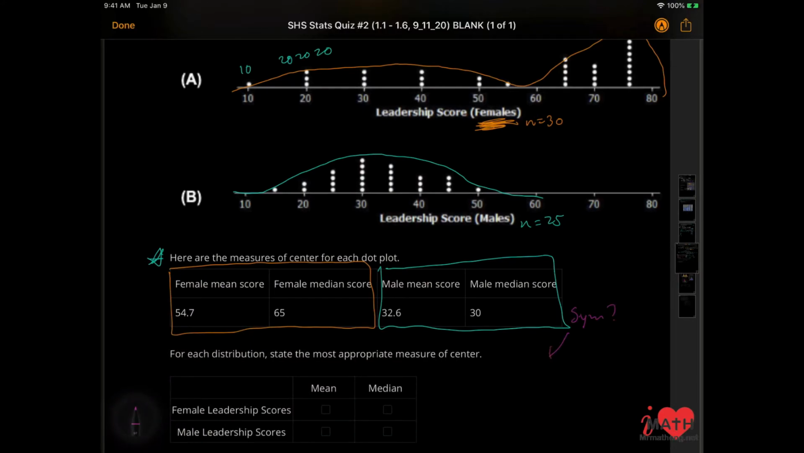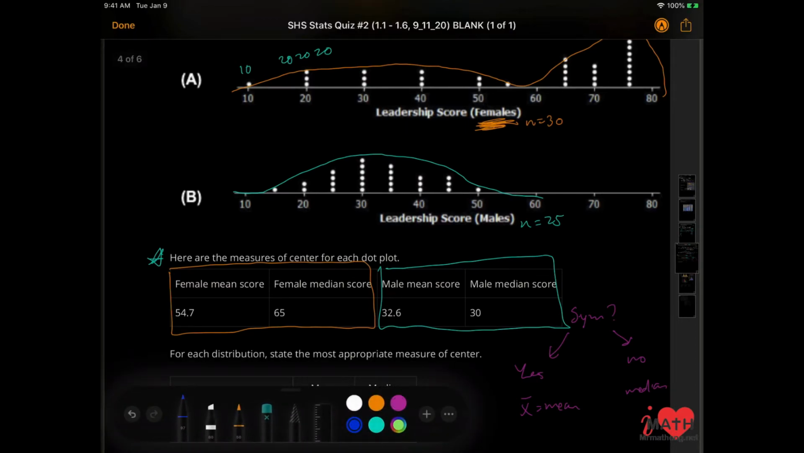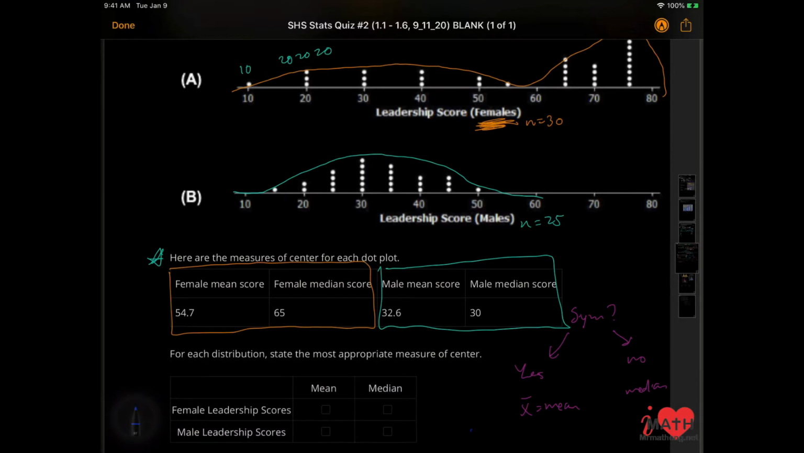Now remember that chart we did, we talked about, is it symmetrical? If it is symmetrical, then we should use the mean, because the mean and the median are the same. But if it's not symmetrical, then use the median, because the median is resistant to an outlier pulling it away. So, is this graph A symmetrical? The answer is no. So for females, we should use the median. That is the correct answer here.